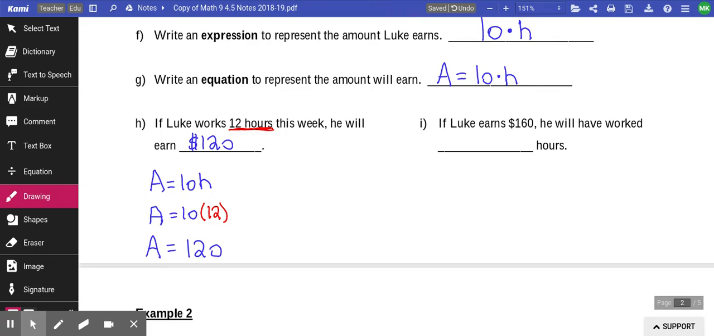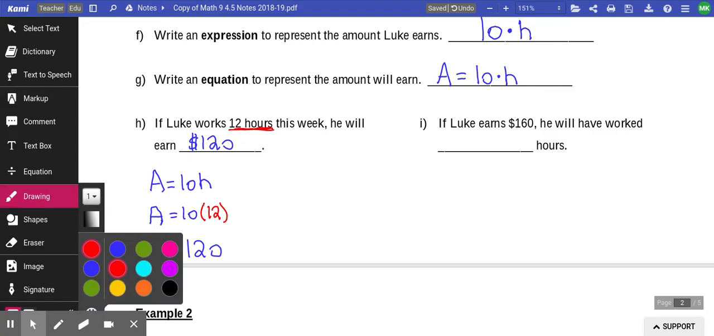So we built an equation. We then use that equation to give it an input value and find an output value. If you look at question I, they don't give you an input value. They give you an output value. They said that Luke earns $160. That means A equals 160 hours. Sorry, $160. That'll be a lot of hours.